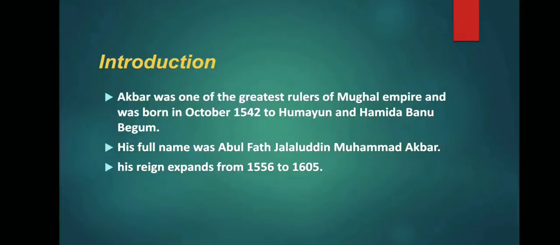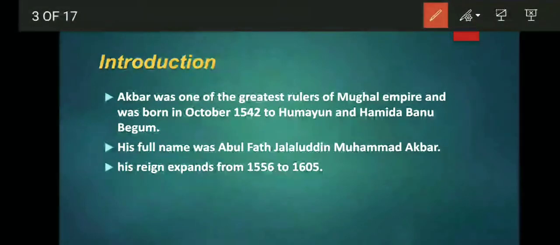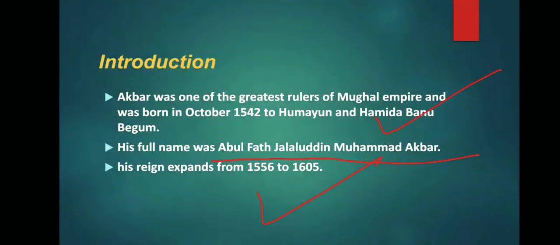Akbar was one of the greatest rulers of Mughal dynasty and was born in October 1542 to Humayun and Hamida Banu Begum. So Akbar was the son of Hamida Begum and Humayun, who also was a great ruler of Mughal dynasty. His full name was Abul Fath Jalaluddin Muhammad Akbar. This might pop up in the form of an MCQ question, so you need to have a grasp over that. His reign extends from 1556 to 1605. So as you can see, he ruled for 49 long years.